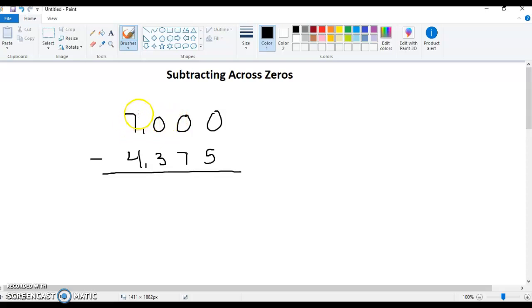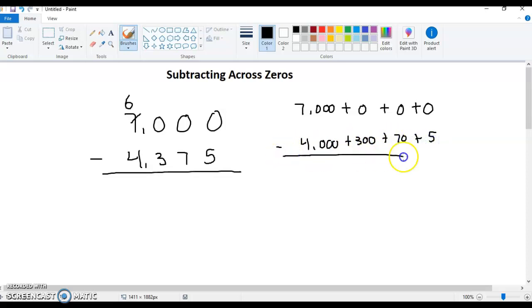So when you go to the thousands, you're going to borrow a group of 1,000. That's going to leave you with 6 groups of 1,000. So we've got 7,000 plus 0 plus 0 plus 0. And we're subtracting 4,000 plus 300 plus 70 plus 5. So what we've done is, and let me do it in red, we borrowed a group. That's going to leave us with 6,000, which is fine. Now we're going to give that group of 1,000 over to the hundreds place value. Well, 1,000 is the same thing as 10 groups of 100. So we have 10 groups of 100.